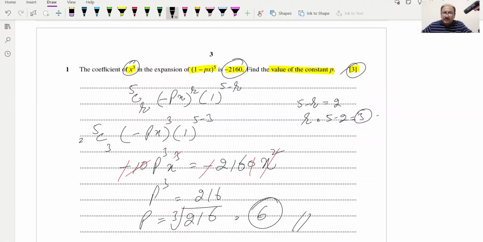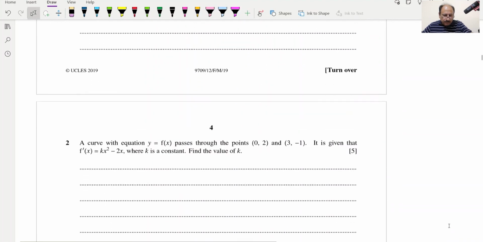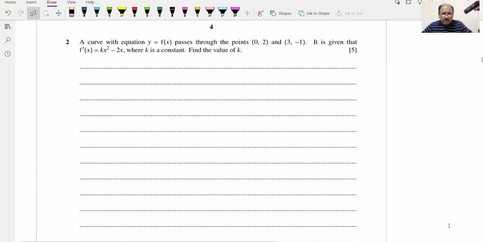This was a 3-mark question which we are done. Now this is question number 2. Question number 2 says the curve with equation y is equal to f of x passes through these 2 points. It is given that f dash of x is given, where k is the constant. Find the value of k. So we have to integrate to get f of x.